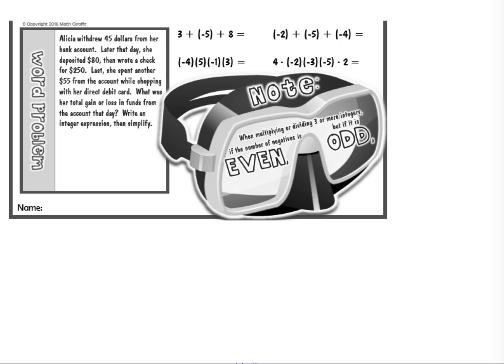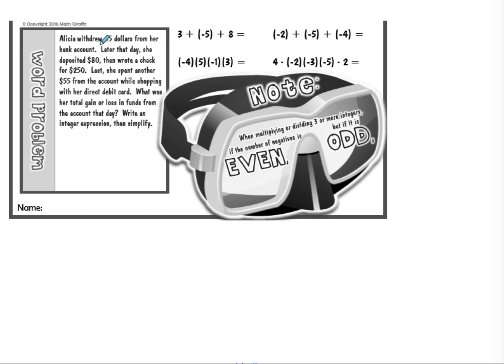All right, so let's look at some that are a little more challenging. For our word problem here, it says Alicia withdrew $45 from her bank account. Later that day, she deposited $80, then wrote a check for $250. Last, she spent another $55 from the account while shopping with her direct debit card. What was her total gain or loss in funds for the account that day? Write an integer expression and then simplify.